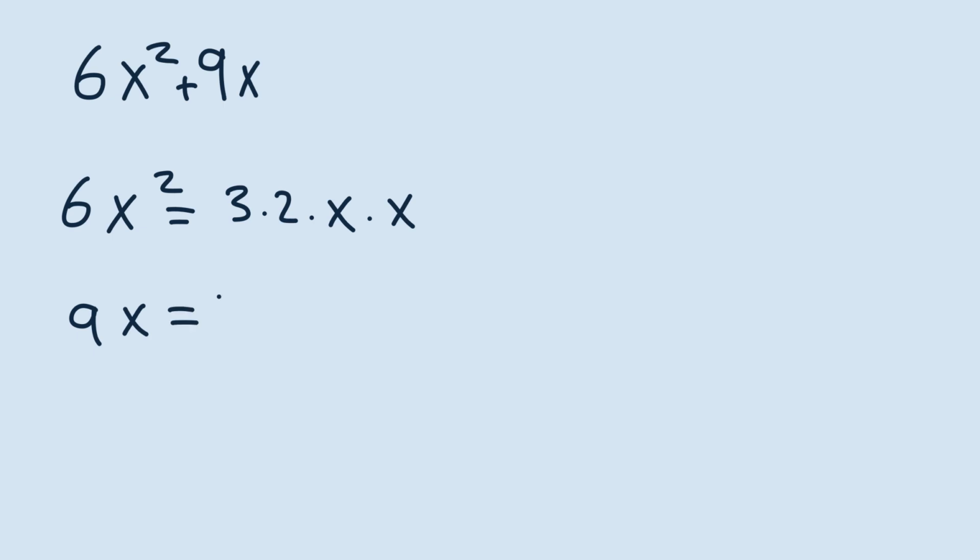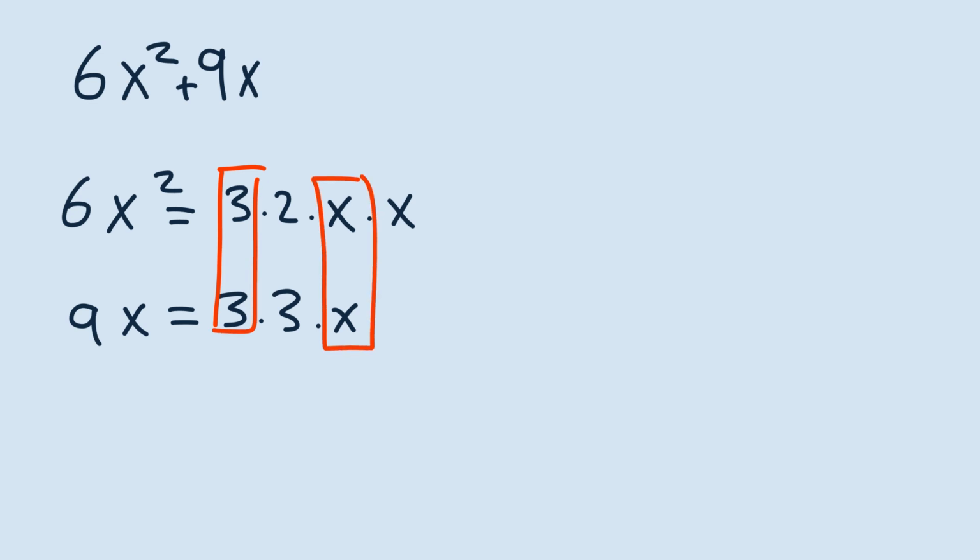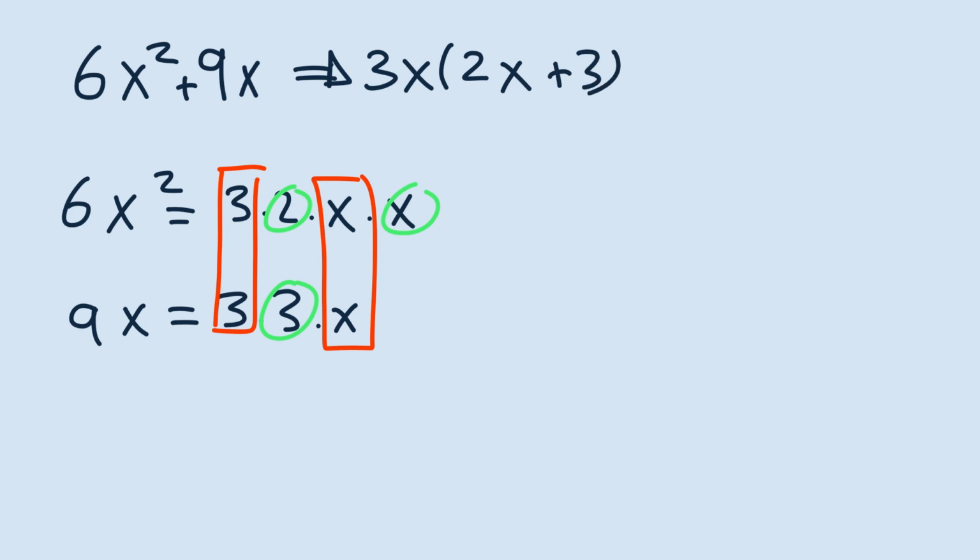9x is 3 times x. So from here we can say that 3 is the greatest common factor. X is the greatest common factor as well. So we can write it as 3x, and we have to open the parentheses. All the remaining variables and numbers, we have to put them between the parentheses. So we'll start with 2x plus 3.